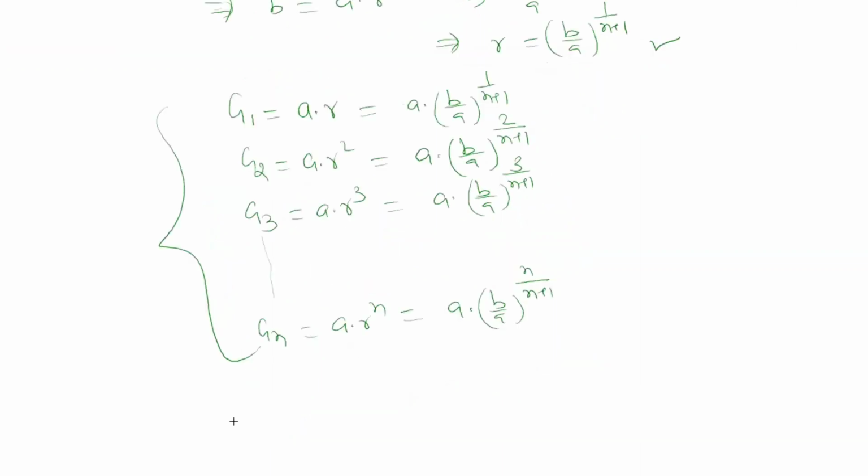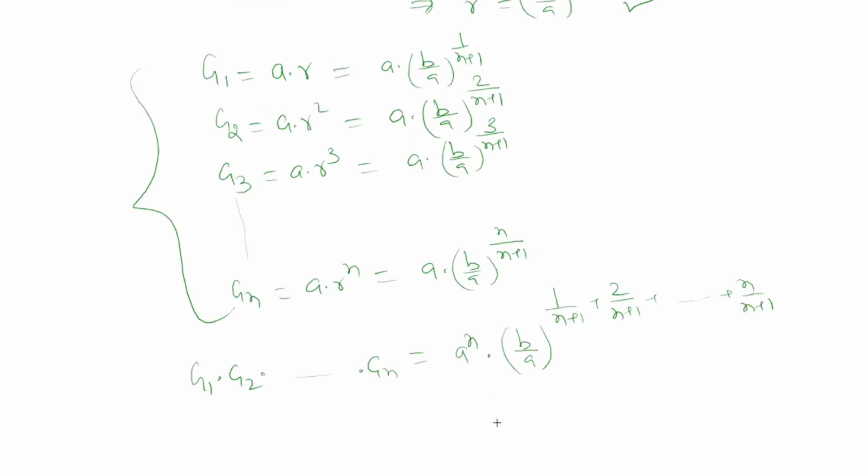There is one more result which they might have given: if you multiply G1, G2 and all these numbers up to Gn, on one side you get a to the power n. The other side is these powers get added: b by a to the power 1 upon n plus 1, then this will become 2 upon n plus 1, then this will become n upon n plus 1. And this can be written as a to the power n into b by a, and if I take 1 by n plus 1 common, it will be 1 plus 2 plus 3 plus n.